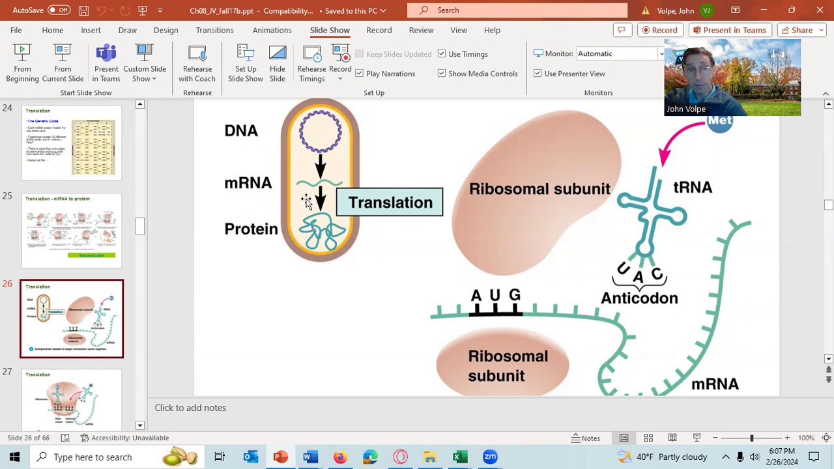If you remember, the DNA is transcribed into either messenger RNA, tRNA, or rRNA. The rRNA and the tRNA are not translated into protein. The rRNA and the tRNA are used along with the messenger RNA to translate the messenger RNA into protein.